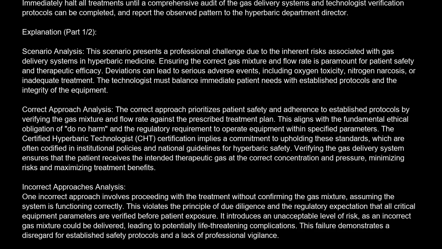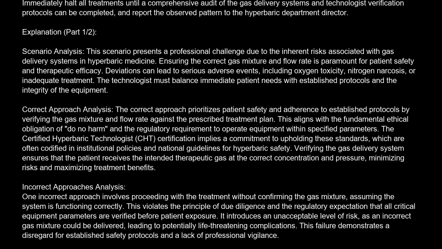Explanation. Scenario analysis. This scenario presents a professional challenge due to the inherent risks associated with gas delivery systems in hyperbaric medicine. Ensuring the correct gas mixture and flow rate is paramount for patient safety and therapeutic efficacy. Deviations can lead to serious adverse events, including oxygen toxicity, nitrogen narcosis, or inadequate treatment. The technologist must balance immediate patient needs with established protocols and the integrity of the equipment.